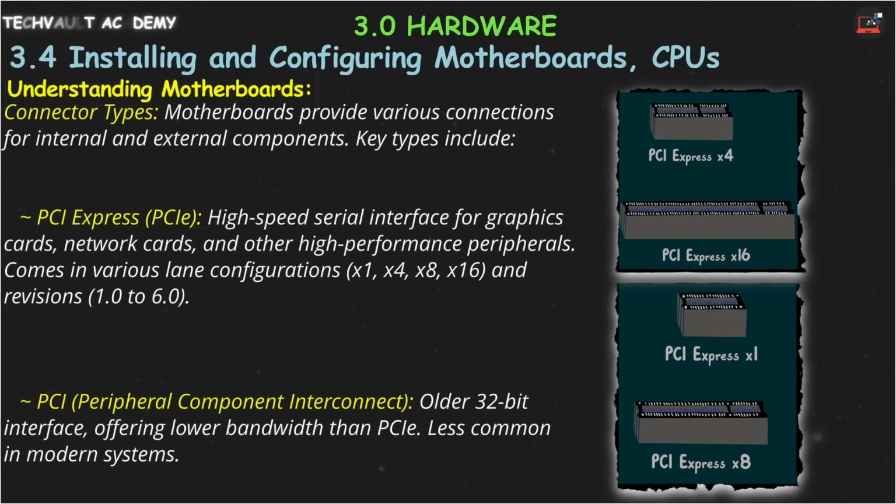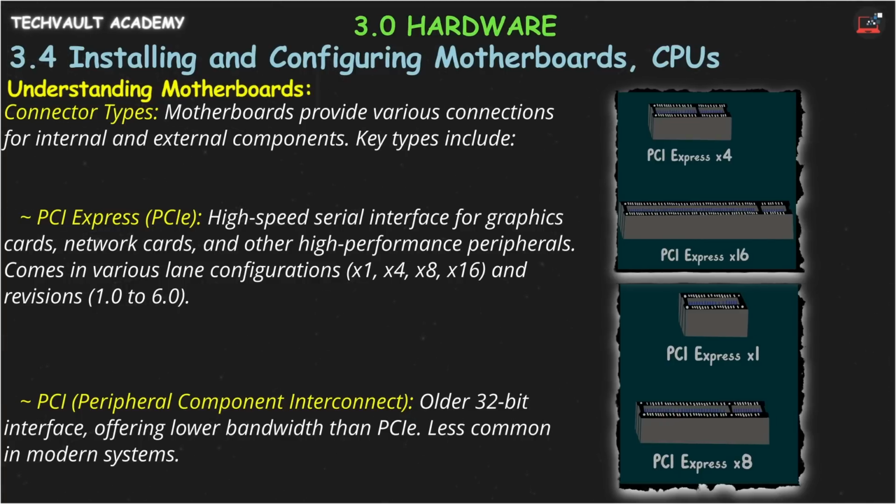Connector types. Motherboards provide various connections for internal and external components. Key types include PCI Express, PCIe, a high-speed serial interface for graphics cards, network cards, and other high-performance peripherals. It comes in various lane configurations, x1, x4, x8, x16, and revisions 1.0 to 6.0. PCI, peripheral component interconnect, is an older 32-bit interface offering lower bandwidth than PCIe. Less common in modern systems.